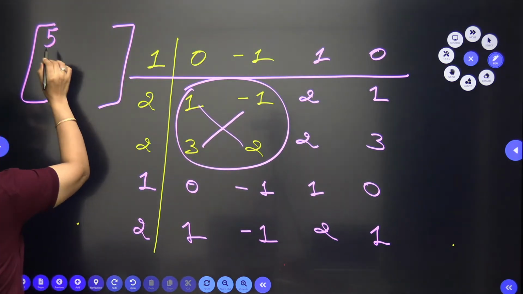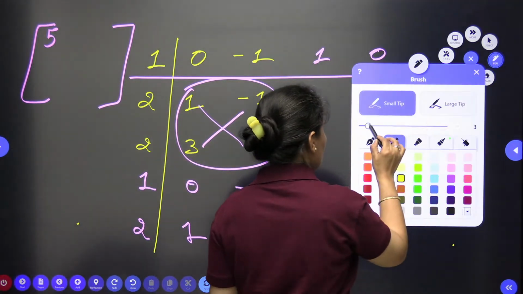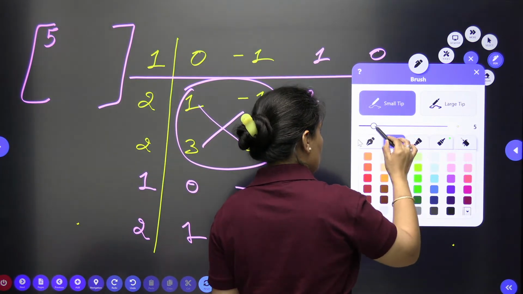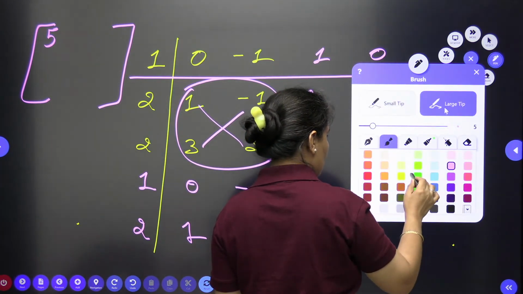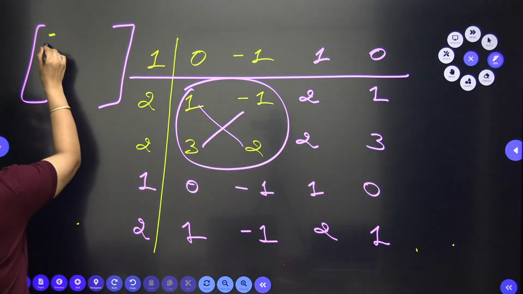So 2 plus 3 is 5. So my very first element will be 5 here, beta. When I go with this one, it will be 5. The very first element is 5.